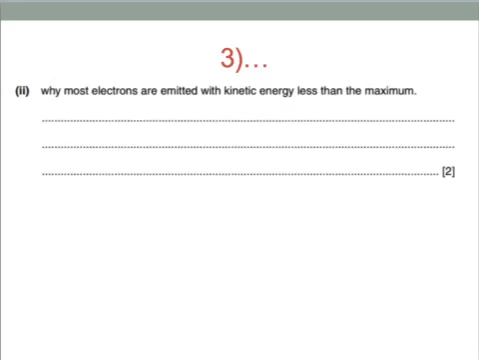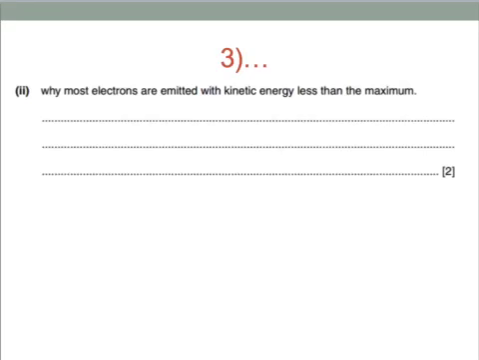Okay, question 3 continued. Why is it that most electrons are emitted with kinetic energy less than the maximum value? Well, the answer for this has to do with the fact that only electrons that are right at the very surface of the metal will gain the maximum amount of kinetic energy, because in a sense they haven't had much energy wasted bringing them to the surface in the first place.